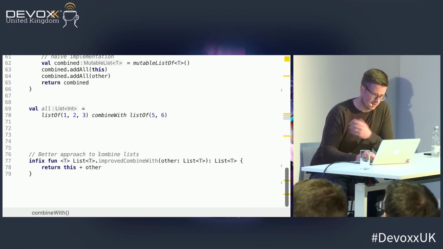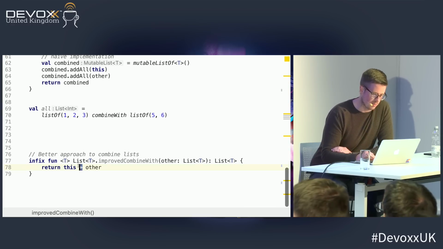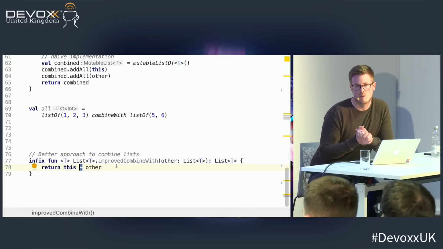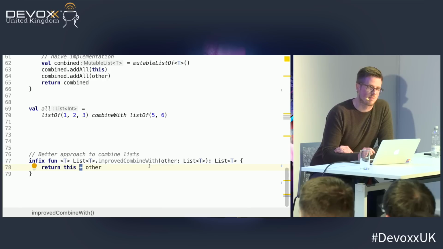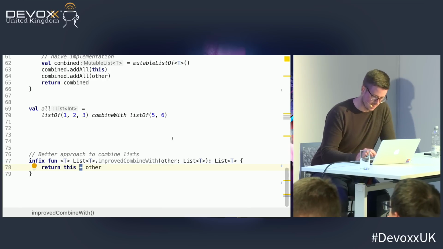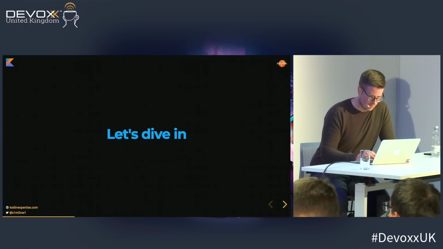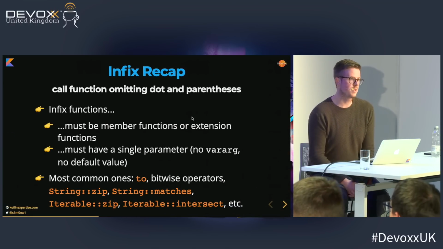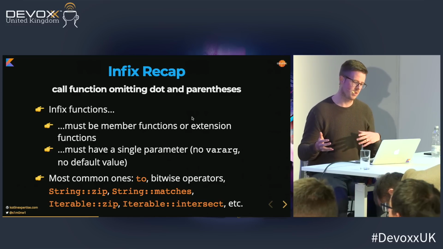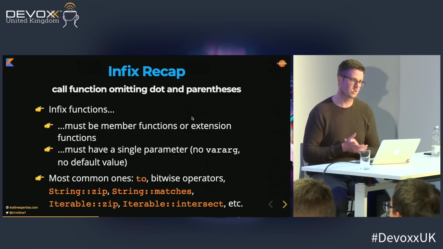A better approach to combining lists would be using the plus operator. In Kotlin, you can't do that in Java, but in Kotlin you can use operators on pretty much every type. And we're going to look at this in the next topic. So let's quickly recap infix functions. It's a pretty easy feature actually. Infix functions let us remove the dot and the parentheses from function calls.